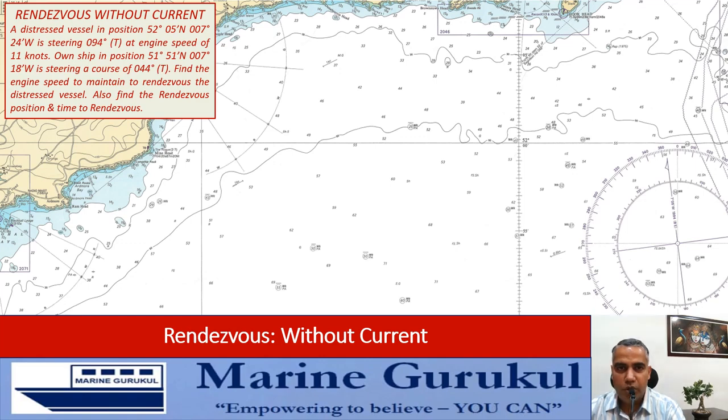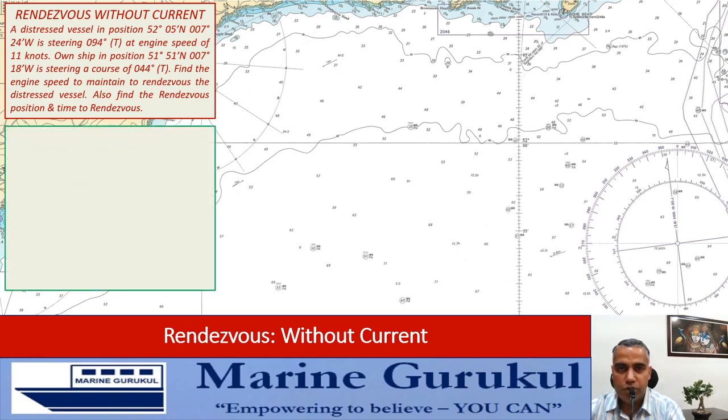So let us first plot the position of own ship and the target ship. You can see own ship position coming up on the screen now, represented by A, Alpha. You can now also see the target ship position on the screen, represented by B, Bravo. We will now join these positions with a straight line AB, Alpha Bravo.